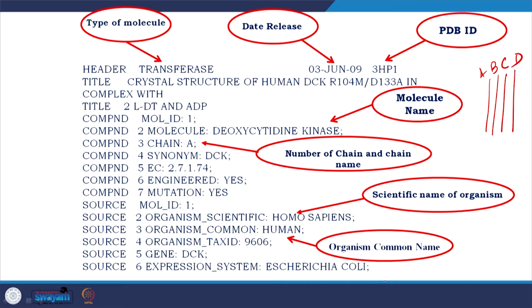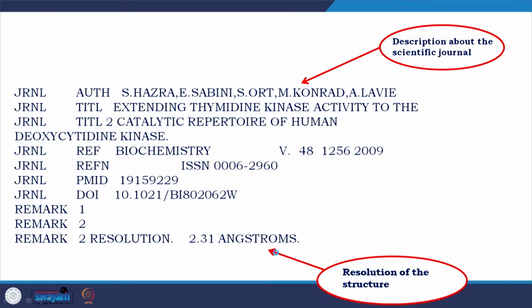So, it is Homo sapiens. Its common name is human. Then where it is expressed, the expression system. So, lots of experimental information is there. The expression system is E. coli. So, though it is a eukaryotic protein, it is expressed in a prokaryote. The standard system we use is E. coli. All those information you could see.